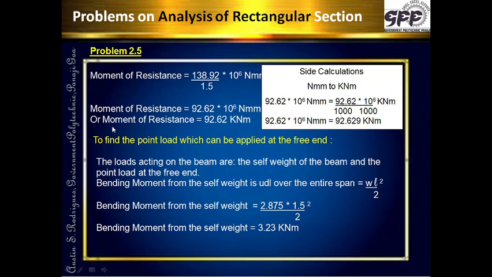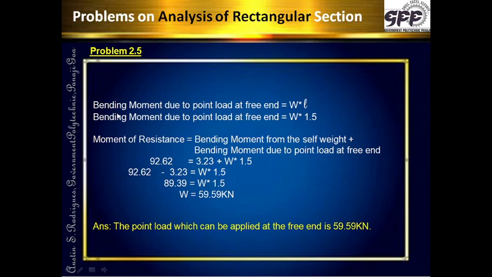Now please understand, the total moment of resistance, the total internal moment, is 92.62. The bending moment from self weight is 3.23. So the total is 92.62, out of which it has to resist the bending moment due to self weight, 3.23. That means the balance bending moment remaining would be the difference between the two. Let us have a look at that. Now the bending moment due to a point load at the free end of a cantilever, we have seen, is W into L, capital W into the effective span. So the bending moment due to the point load at the free end is capital W multiplied by 1.5.